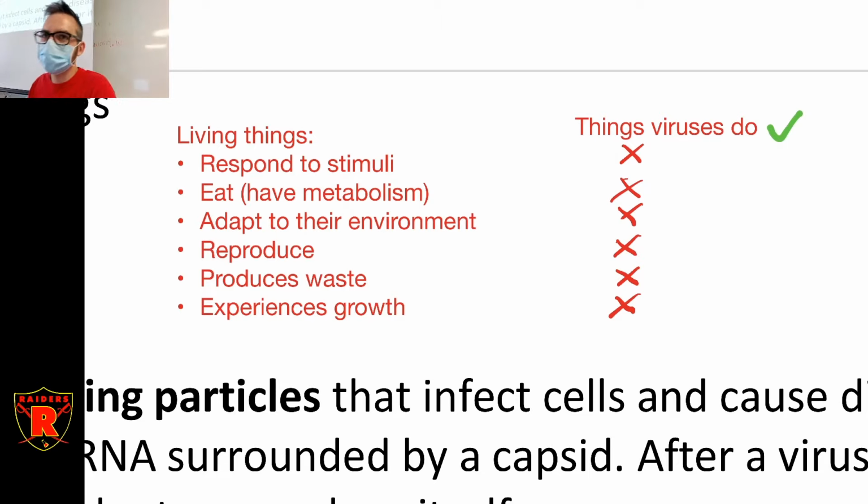And because they don't reproduce the way traditional living things reproduce, it's also very difficult to categorize them, because we categorize things based on their level of relatedness.